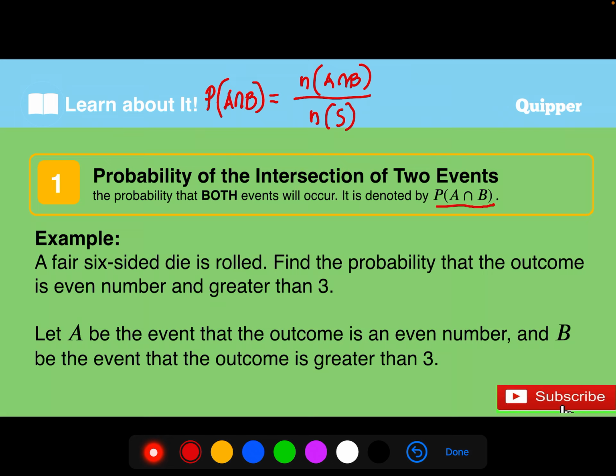For example, a fair six-sided die is rolled. Find the probability that the outcome is an even number and greater than 3. In this example, we are sure that this problem talks about intersection because of the conjunction "and." If the conjunction used is "and," it is pertaining to intersection. We let A be the event that the outcome is an even number, and we let B be the event that the outcome is greater than 3.